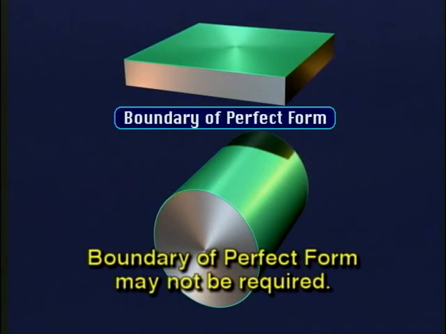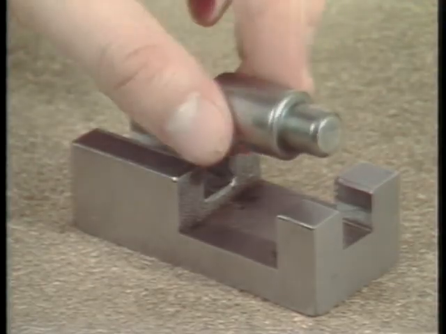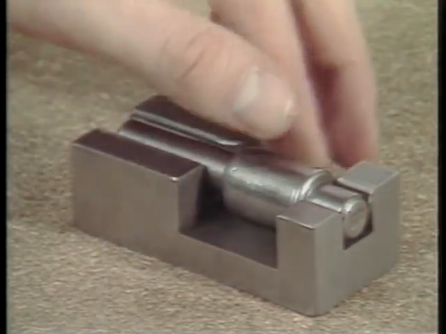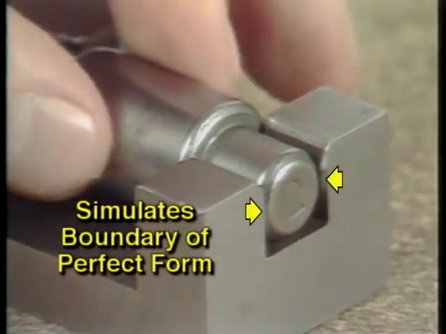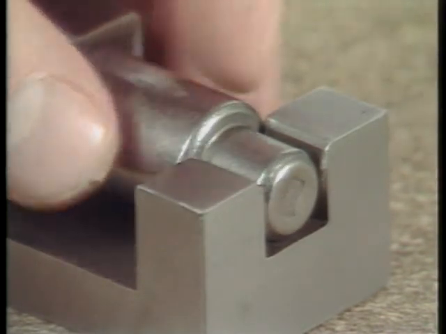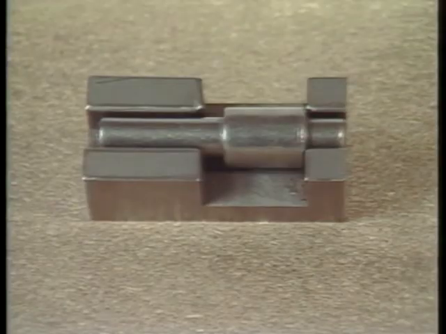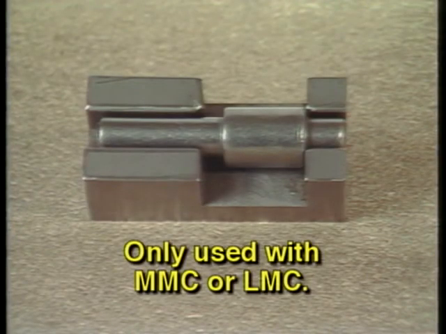On some parts, the boundary of perfect form is not required to meet the needs of the design engineer. When this occurs, there will be a note on the print stating that perfect form at maximum material condition is not required. It is the boundary of perfect form which permits checking of workpieces using functional gauges. The functional gauge simulates the boundary of perfect form. As long as a given workpiece fits or functions properly within the gauge, the part is in tolerance. Functional gauges can only be used when either maximum or least material condition modifiers are applied.